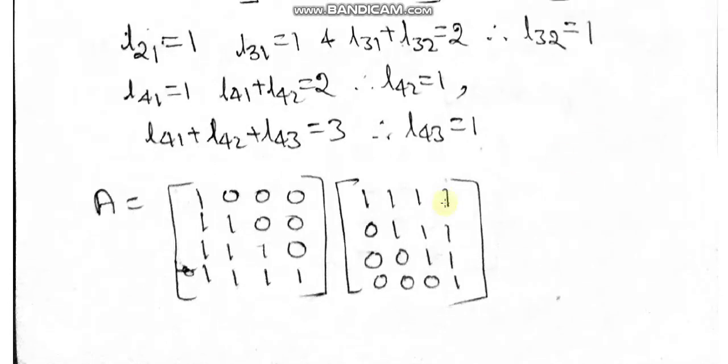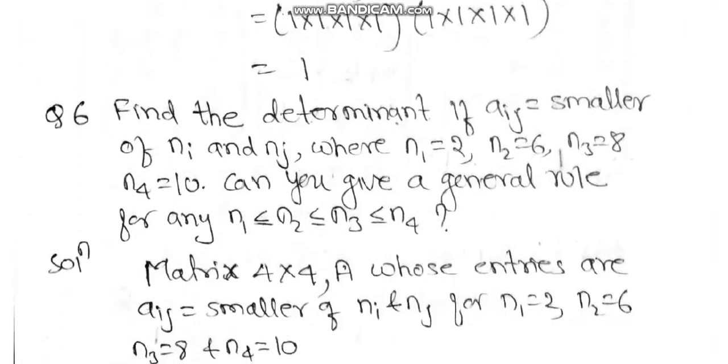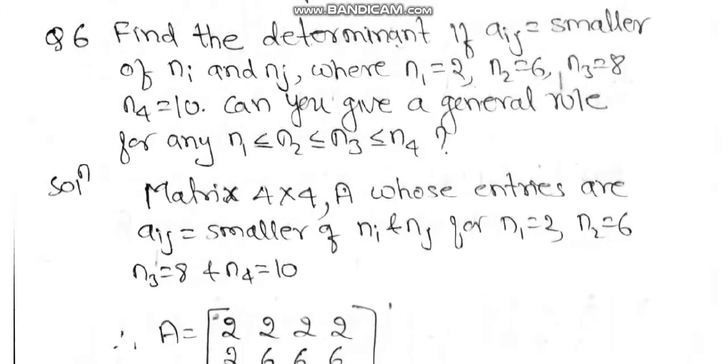To find the determinant, you can find the determinant directly also. So here the determinant of A: this L is a diagonal matrix 1, 1, 1, the product will be equal to 1. This is also a diagonal matrix, so the product of the diagonal elements 1 into 1 into 1 into 1 gives you a total of 1. That will be the determinant value. So moving on to the next problem.